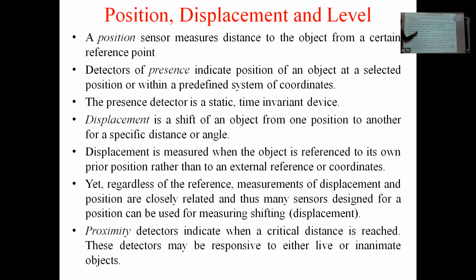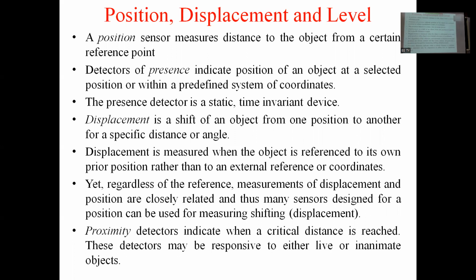But in case of displacement, what is the prior position of that object? Instead of a reference point, the object is referred to its own prior position, and how much displacement has occurred is measured. So it will detect displacement from its prior position, and it will also detect distance from its reference. The distance from the fixed reference point is the position, and the distance from its own prior position is nothing but displacement.